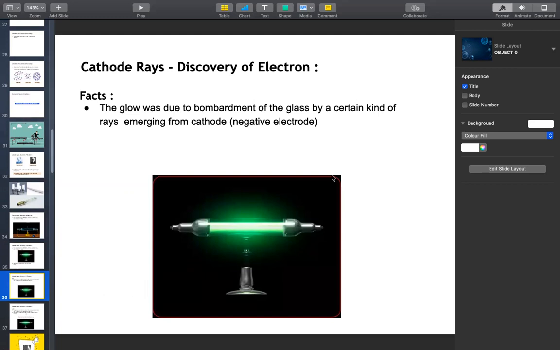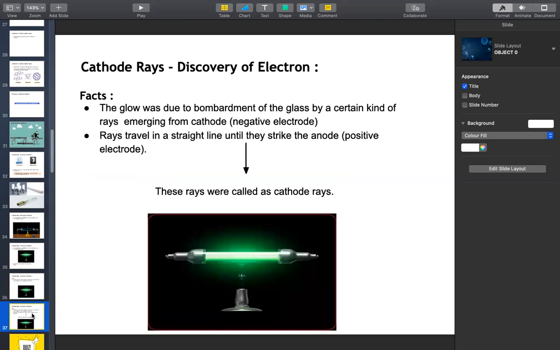There is a fluorescent material, I told you. So there was a glow due to the bombardment of the glass by a certain kind of ray emerging from the cathode. This ray is negatively charged, that is why it is going towards the anode. Anode is the positively charged plate of the battery. The rays travel in a straight line until they strike the anode, the positive electrode. These rays were called cathode rays. Please write it down fast, then I will move to the next thing.